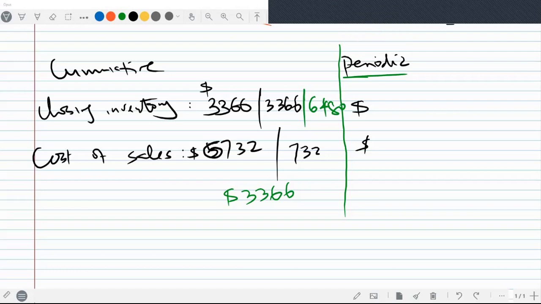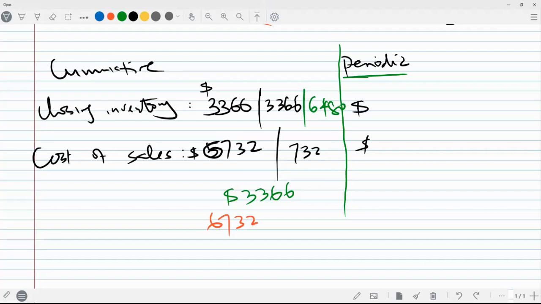We did the cumulative and the periodic. For the cumulative, we got the cost of sales as 67.32 and the closing inventory as 366. For the periodic method, the cost of sales we got 64.68, and the closing inventory 32.34.